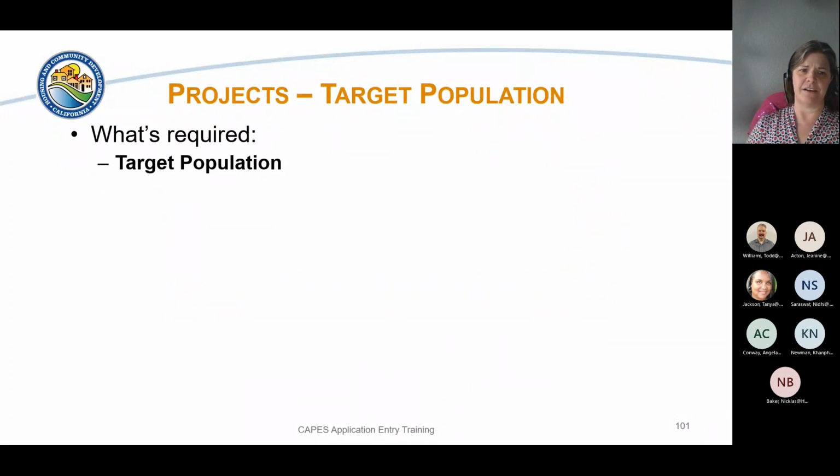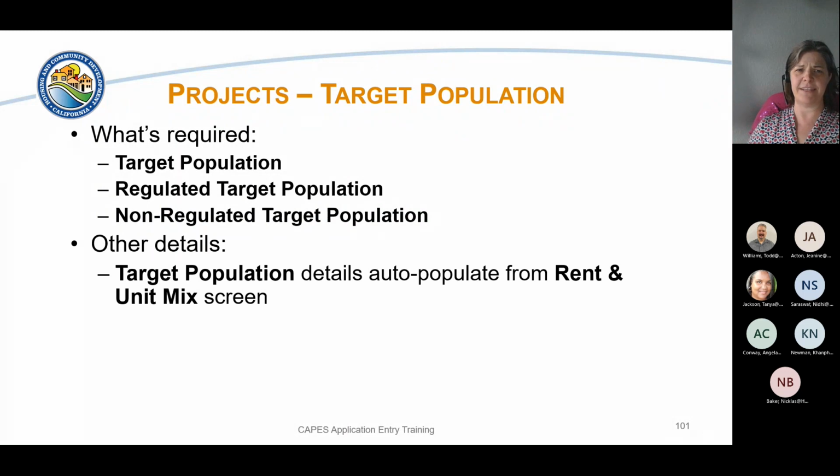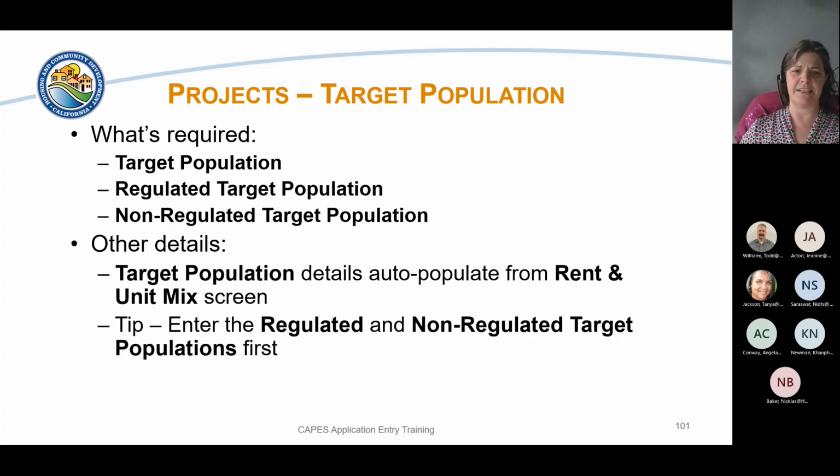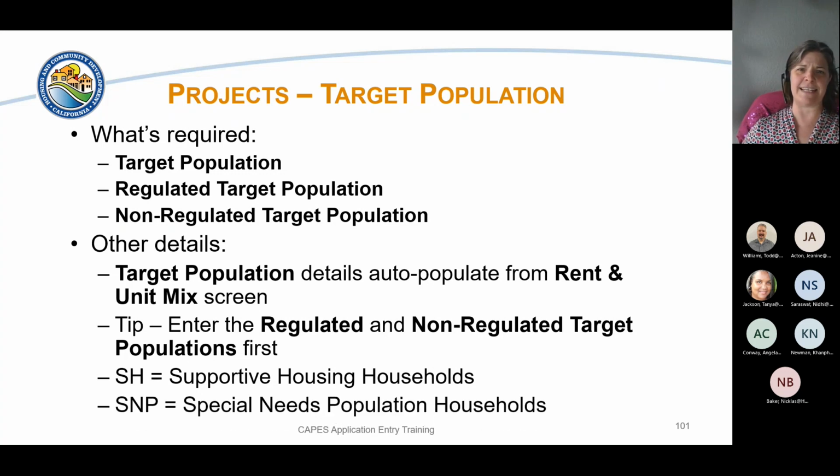So in this screen, we can enter target population. We can indicate regulated and non-regulated target populations. You'll notice that some of the data in the top will actually populate from that rent and unit mix screen data. And because we do not have a separate submit button here, I usually recommend doing your regulated and non-regulated target populations first, and then going back to the top. Lastly, we have two abbreviations: supportive housing households is SH, special needs population household is SNP.